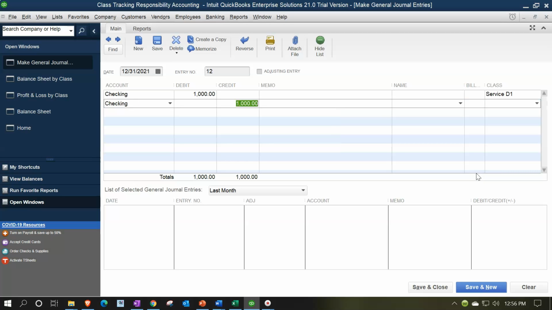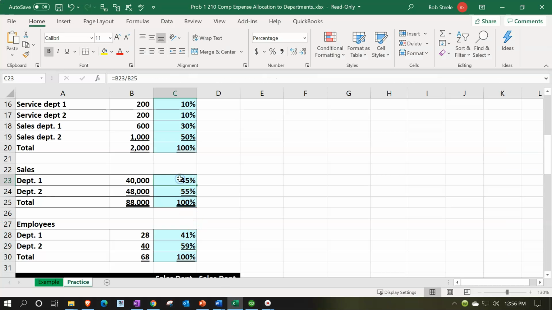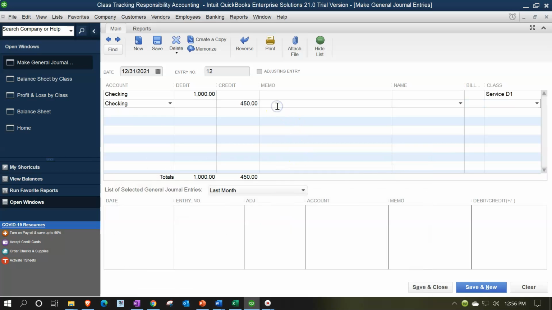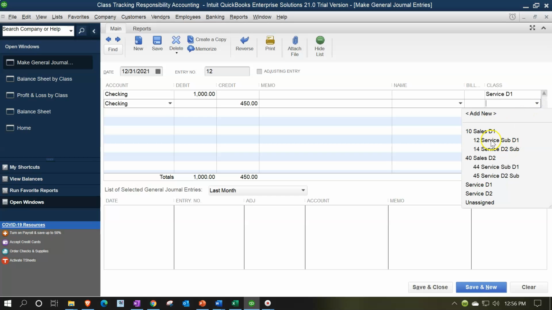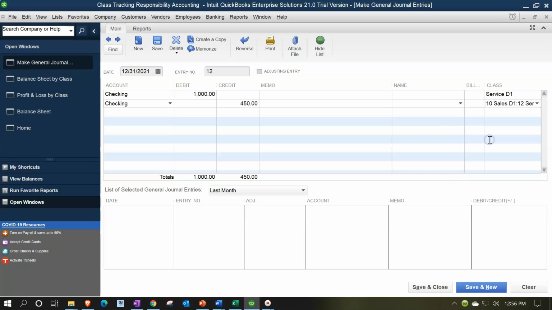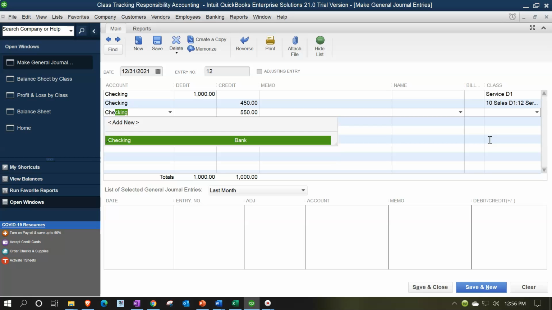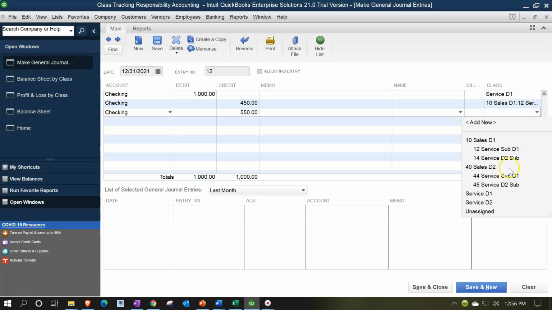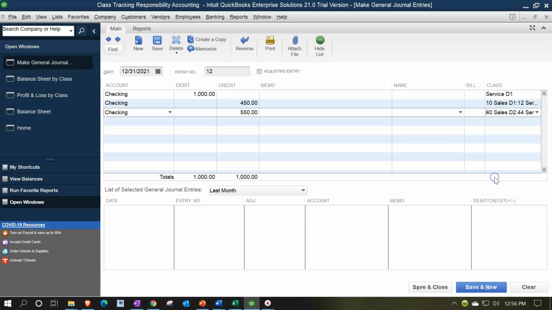So same item. This is going to be 1,000 times the 0.45, which I'm getting from our breakout here. This is rounded. We're taking 0.45. This is actually slightly higher than 0.45, but we're going to break it out with that 45 because of rounding. And then I'm going to say that this is going to be going to the sub account for D1, and then checking, and this is going to be the difference. It's going to go to the sub account for D2, so D2 sub 1.